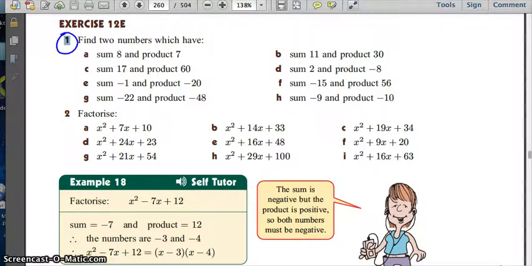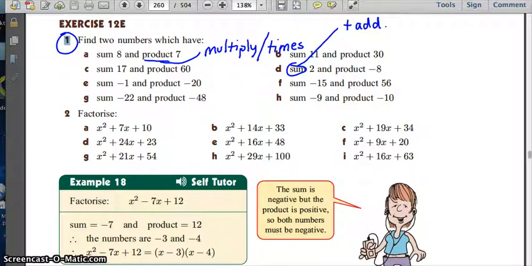products. And what does the term product mean? Multiply, or times. And the word sum refers to addition. So in the first couple of questions, and this is relatively easy, find two numbers which can be times together to get 7, which those same two numbers when added together give you 8.